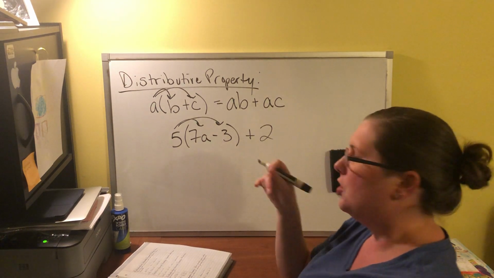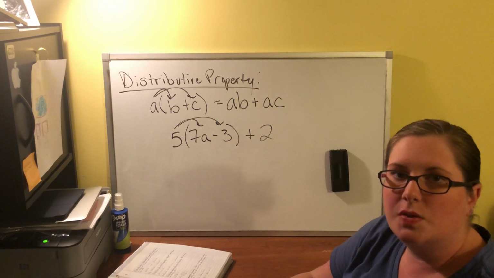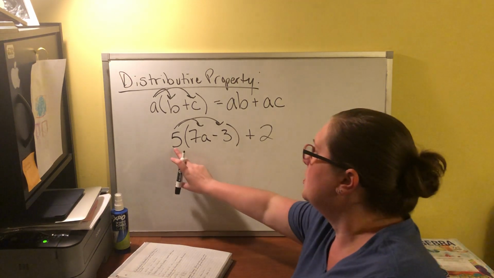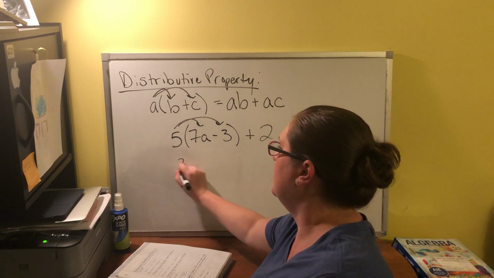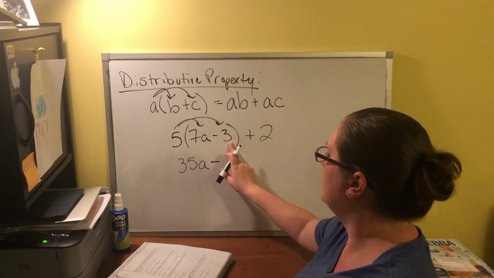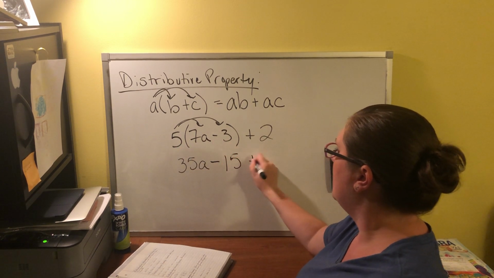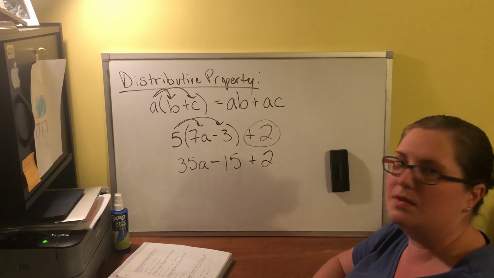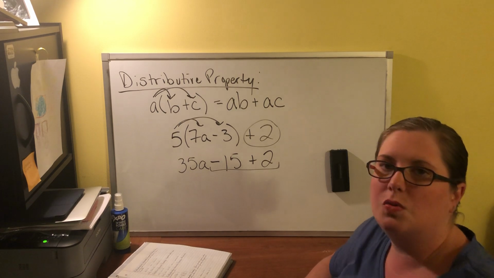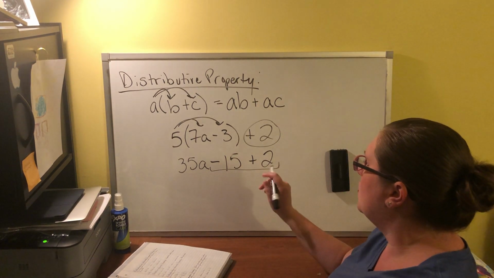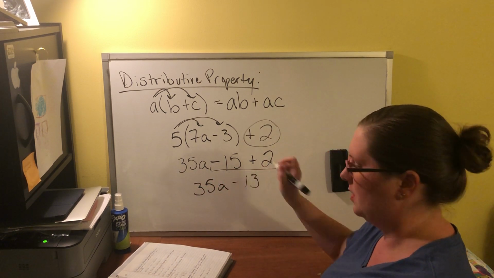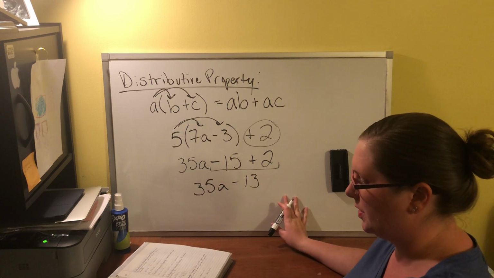So now you can still write it out like I did with the other 2 examples, or you can start doing this mentally. So it's up to you with what your comfort level is. So I'm going to do 5 times 7a gives me 35a. Bring down the subtraction. Now I have 5 times 3. Well, that's 15. And I still have this plus 2 on the outside, okay? So now I can combine negative 15 plus 2, right? Those are like terms. They're the same. So we know how to do that from before. So I bring down the 35a minus 13 as your answer here, okay?